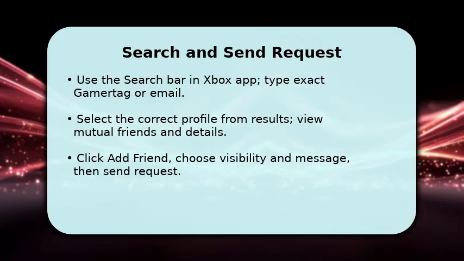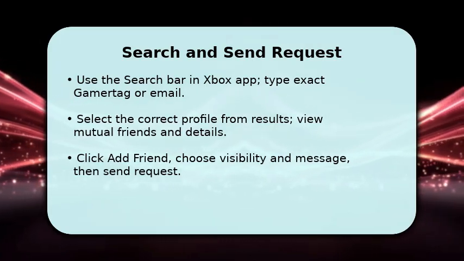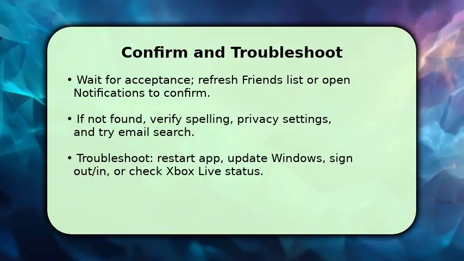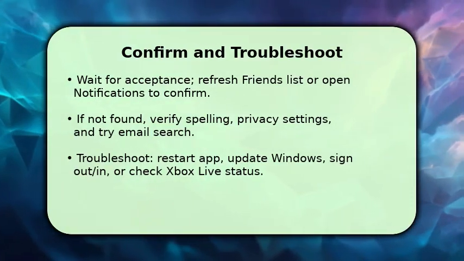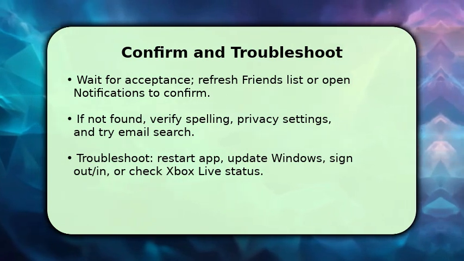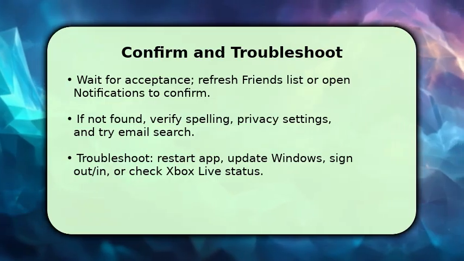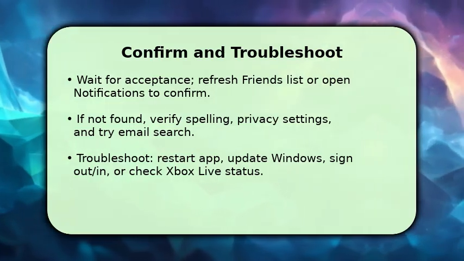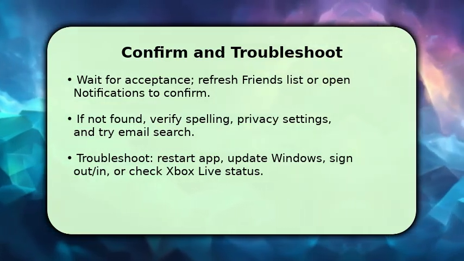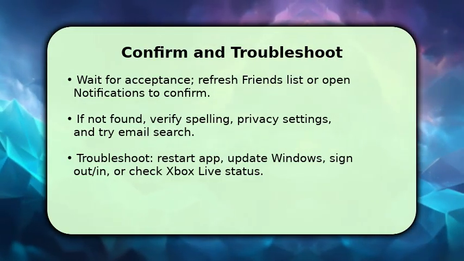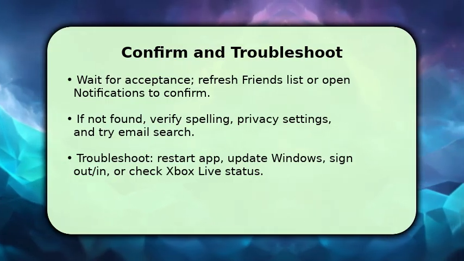Once you've sent the invite, wait for your friend to accept and then refresh your friends list or check notifications to confirm connection. If you can't find them, double-check spelling, any special characters in the gamer tag, and that their privacy settings allow friend requests. Alternatively, try searching the linked email. If problems persist, restart the Xbox app, install updates for Windows and the app, sign out and back in, and check Xbox Live service status.